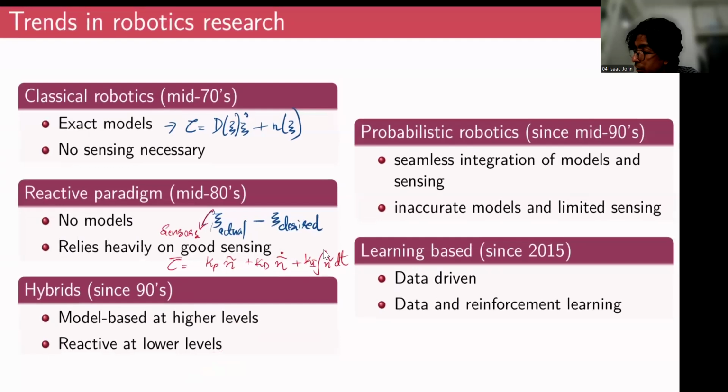And then we have actually seen in this very course about probabilistic robotics, which employs a seamless integration of models and sensing. This basically takes care of the inaccurate models and limited sensing. Our mathematical models are always going to be inaccurate because there is a lot of physics that we cannot account for, right? For example, maybe the joint clearances, the dynamics due to wear and tear. All these things cannot be taken care of by the dynamic model.